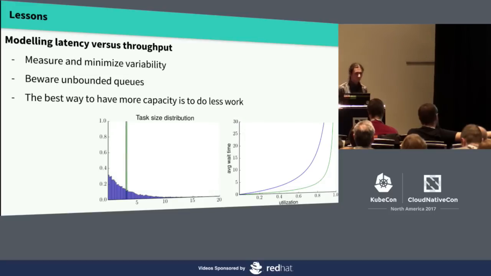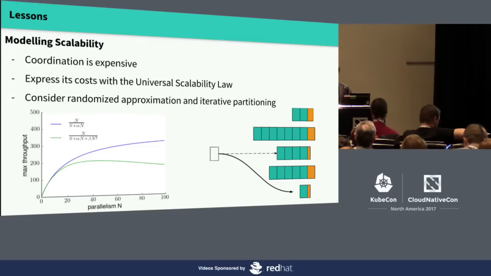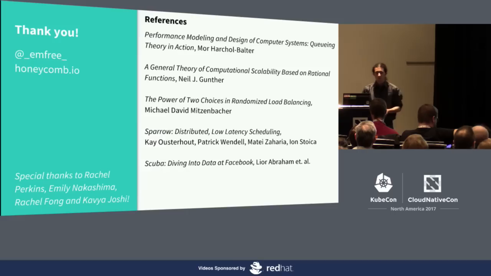When modeling latency versus throughput, it's essential to measure and to minimize variability and to beware of unbounded queues, which produce unbounded latency. And finally, the best way to have more capacity is to do less work in the first place. When modeling scalability, it's essential to remember that coordination is expensive, but that you can express and predict its costs with the universal scalability law. If you have something that you need to scale and you can't quite make it work, consider some tricks, like randomized approximation and iterative partitioning.